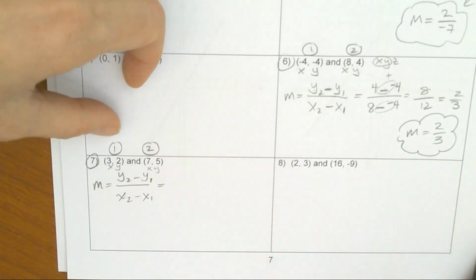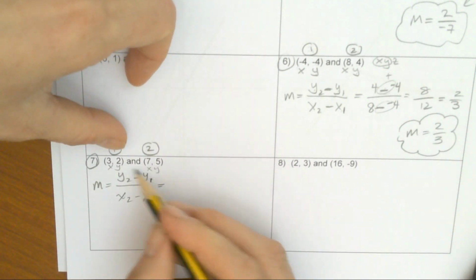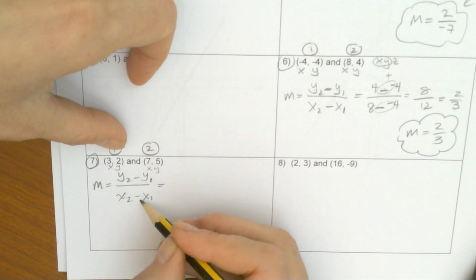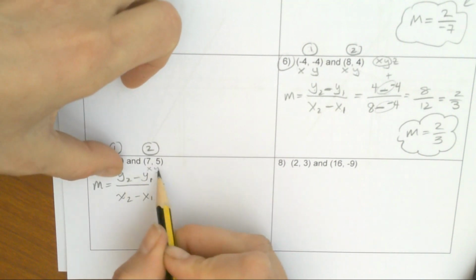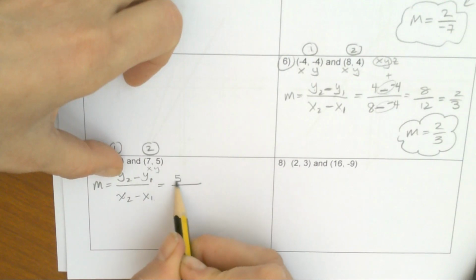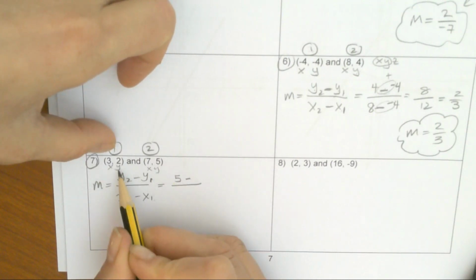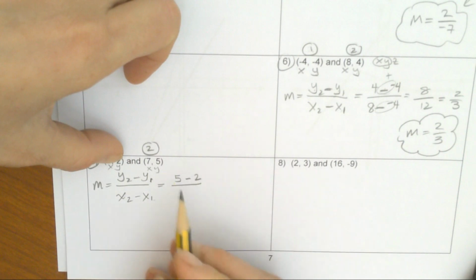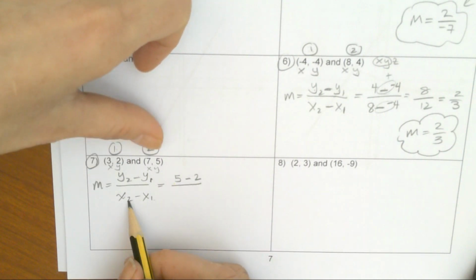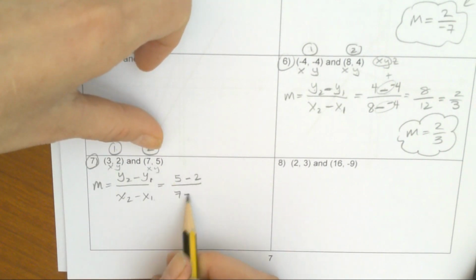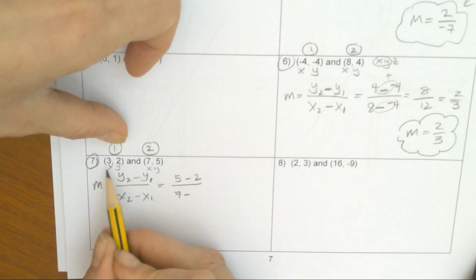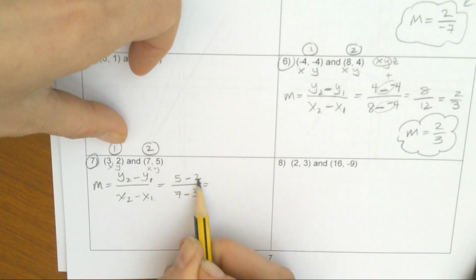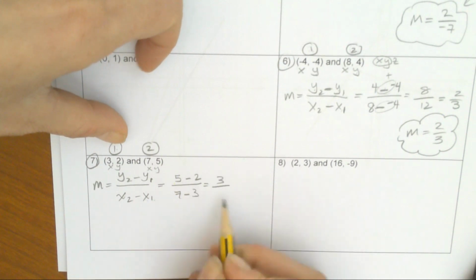Okay, so let's check to see. We wrote out the formula, y is on the top, x is on the bottom, 2, 1, 2, 1. So look at point 2 and take the y value. That's 5. Subtract. Look at point 1 and take the y value. 2. Look at point 2 and take the x value. 7. Look at point 1 and take the x value. 3. 5 minus 2 is 3. 7 minus 3 is 4.